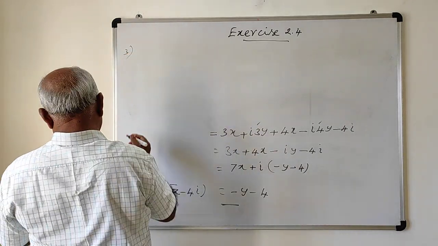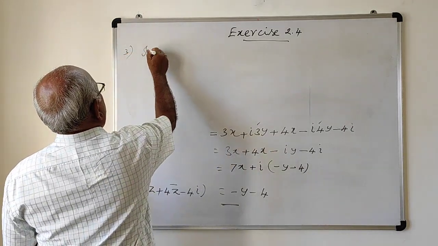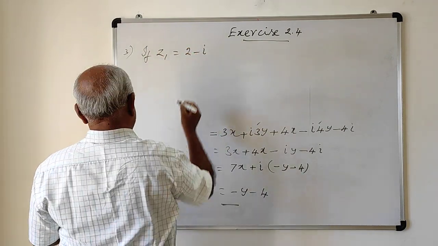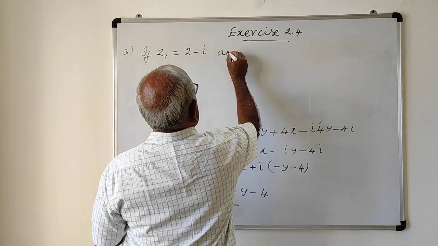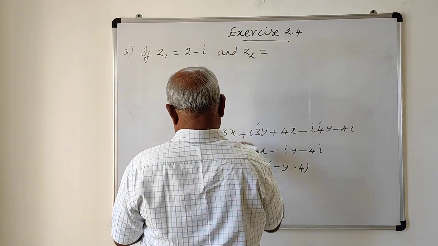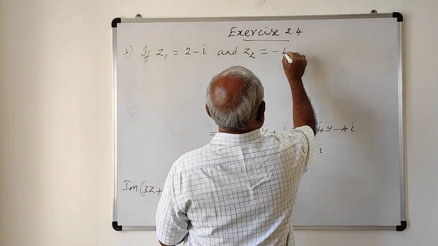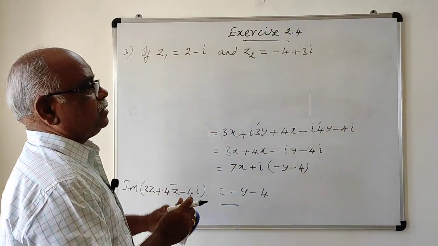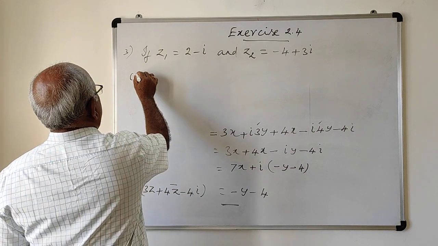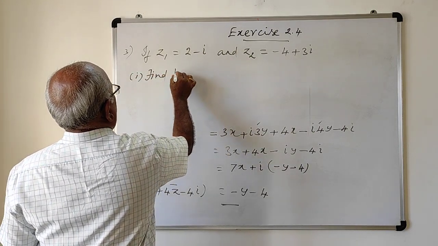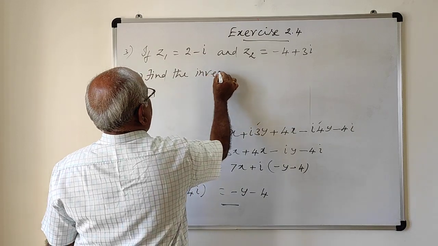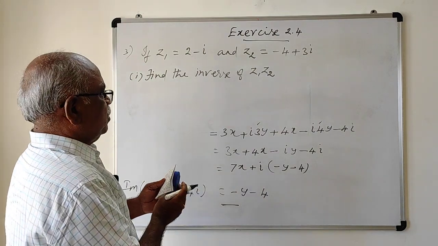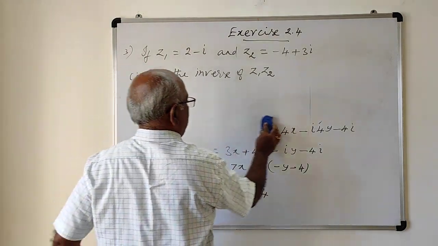Third one is, if z1 equal to 2 minus i and z2 equal to minus 4 plus 3i, then find the inverse of z1 into z2. First one, find the inverse of z1 into z2.